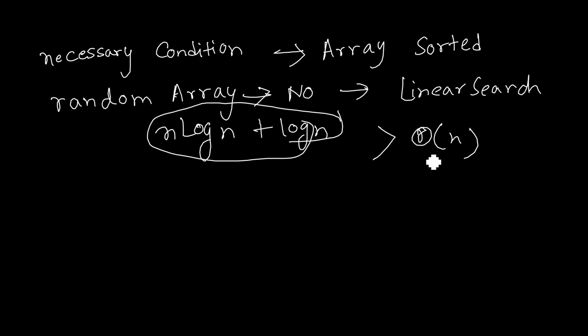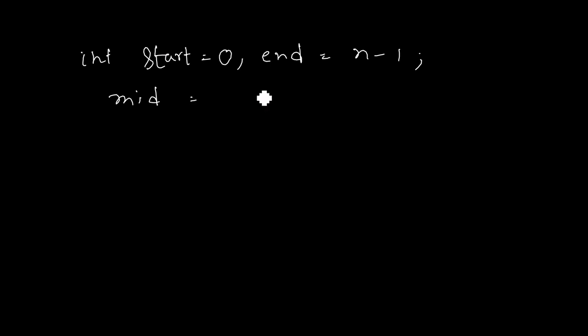Now without wasting much time, I will quickly show you the logic, and then I will show you the code. So what is the logic? First we will take a start element, because we are only working with a range. So at first our start will be 0. We will start with the 0th index and end will be n minus 1. So n is the size of the array. And we will find the mid element. So mid element is what? Start plus n by 2. It's always like this.